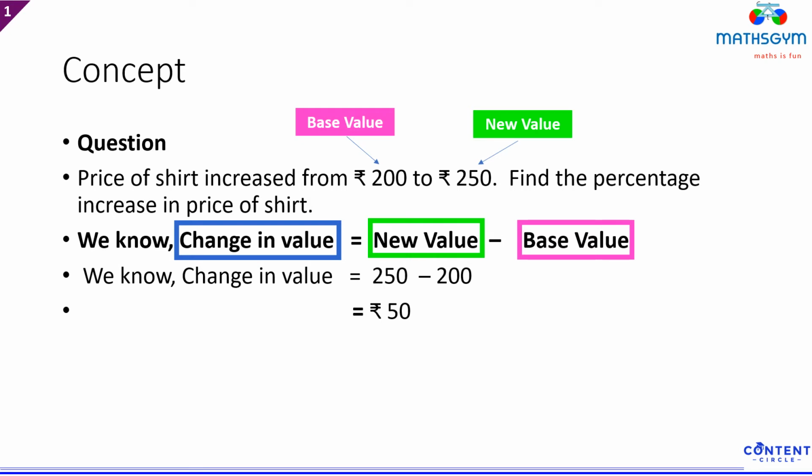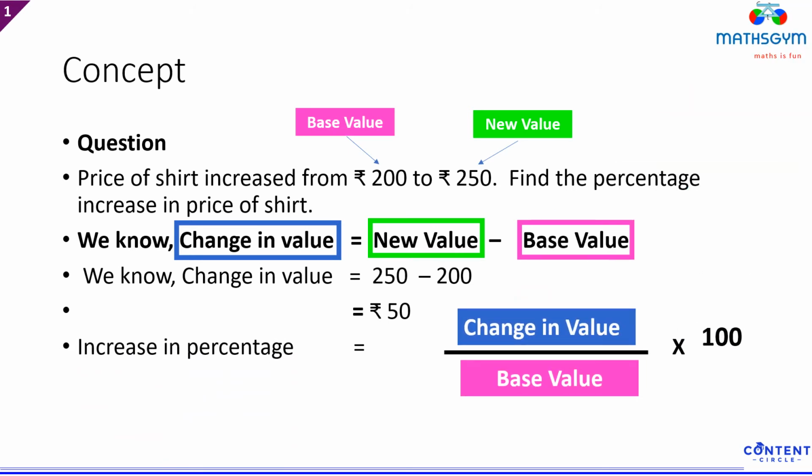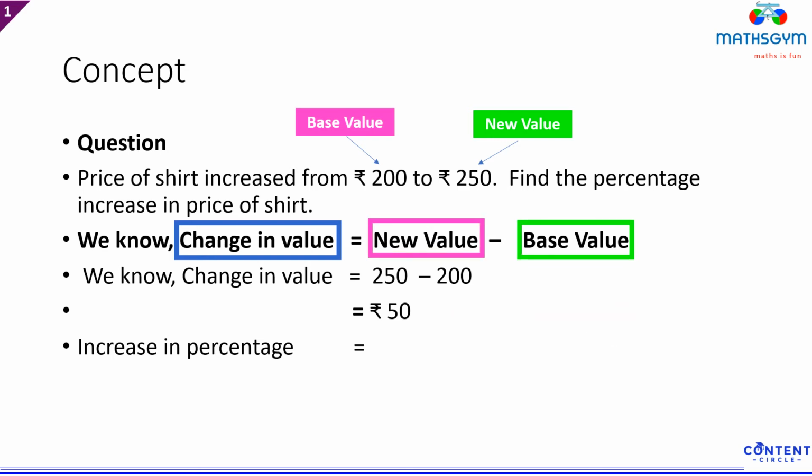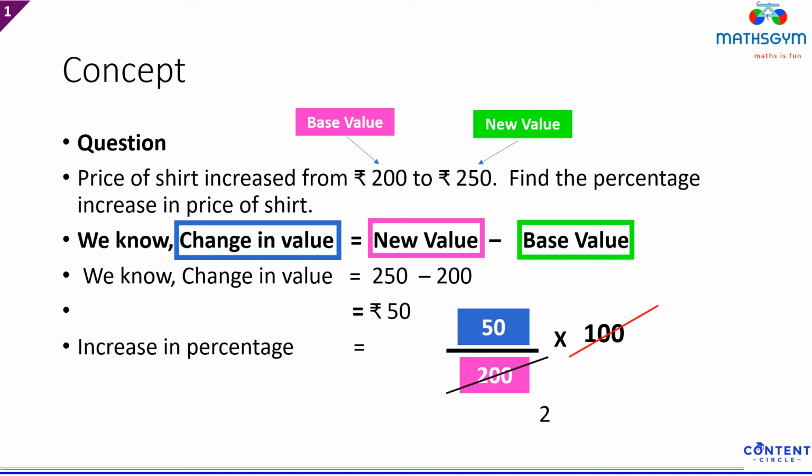How do we find the percentage increase in the price of the shirt? It is going to be change in value divided by base value into 100. Let's put in the exact values. The change in value is 50 rupees. The base value is 200 rupees, multiplied by 100. Knock it off. 100 goes 2 times into 200. Now 2 goes 25 times into 50. The final answer is 25%. Now take a look at this next question. The base value is something which you need to figure out in all questions where you have to find the increase or decrease. Here the base value is 200, the new value is 250.